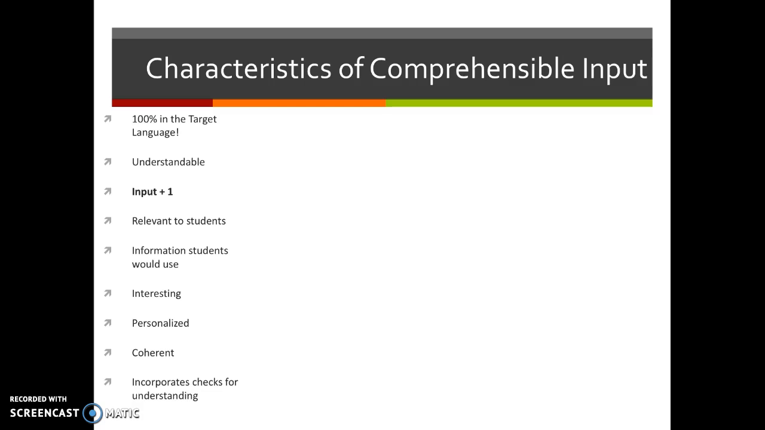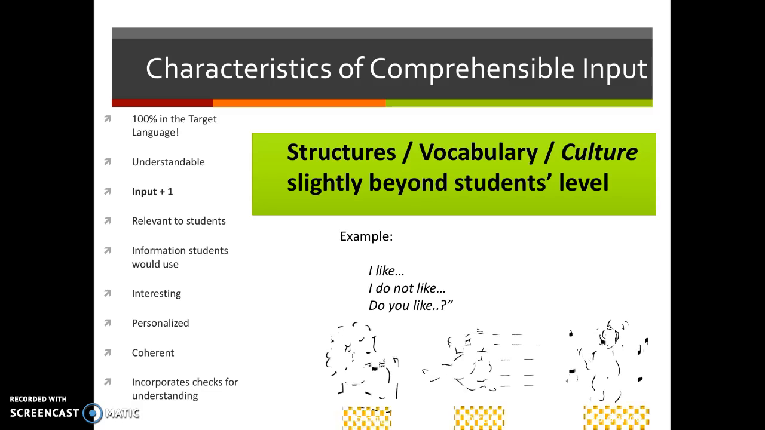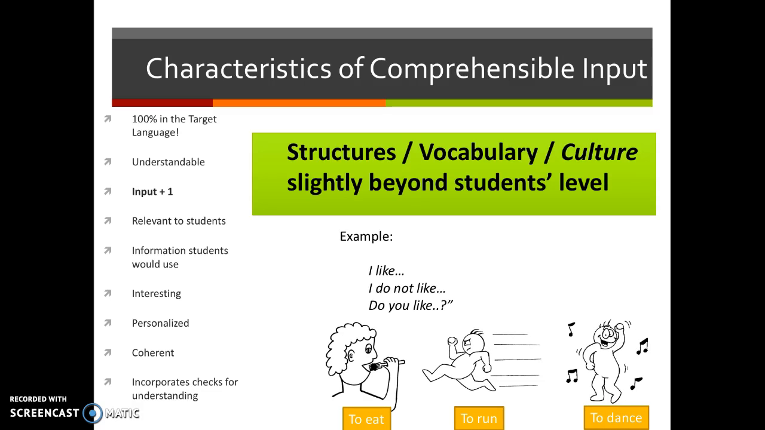For example, let's say in a level 1 class, stage 1, students already have become familiar with the structure I like, I do not like, do you like? Now you want to input something new for them. These 3 vocabulary words, eat, run, dance, let's say that you want to introduce these new words.